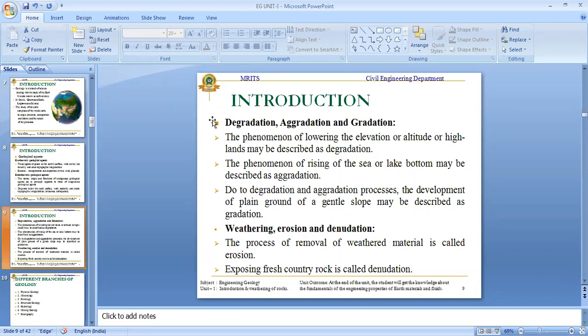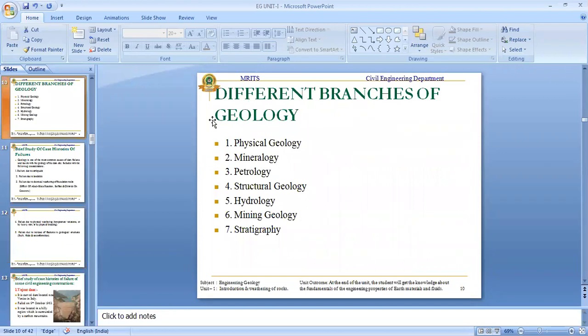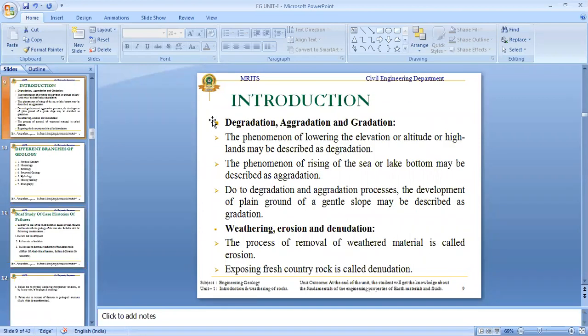Now we'll see weathering, erosion and denudation. This is nothing but the ETD process. So what do you mean by the ETD process? You can see here. In this process, erosion, transportation and deposition occur. First weathering of rocks occurs. So the weathered rock is going to be eroded. So that is the erosion part.